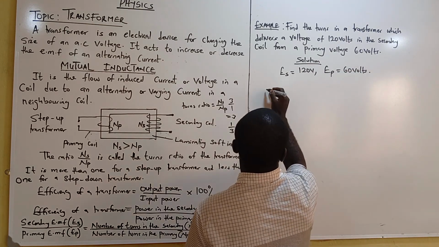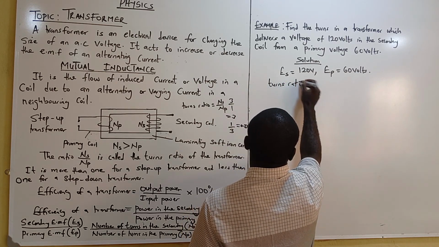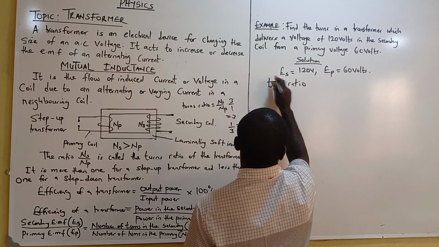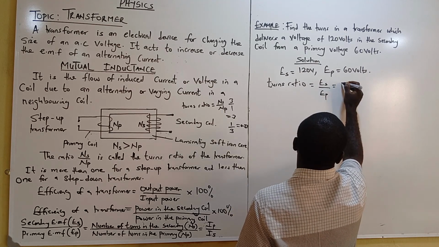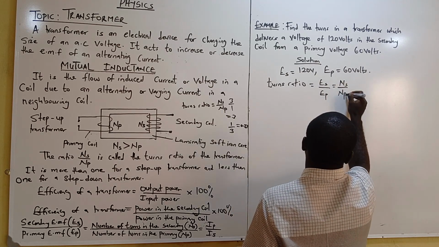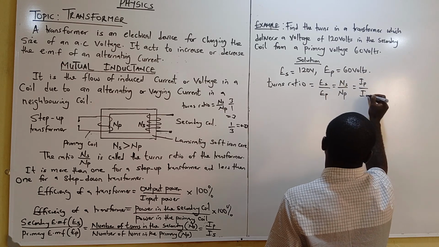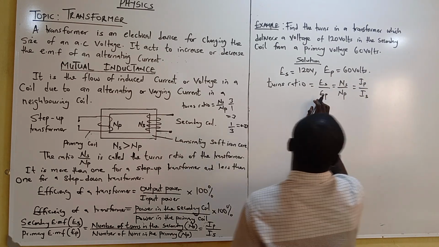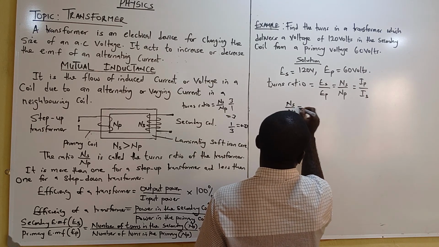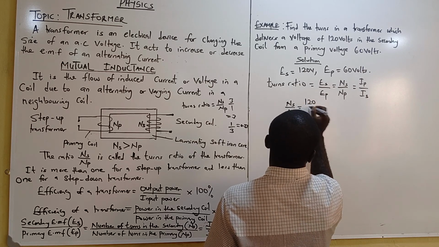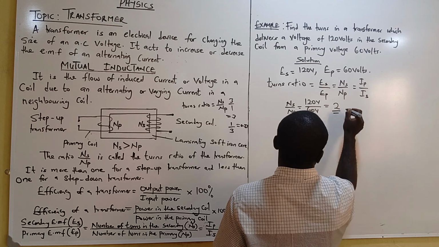Okay. Now don't forget that we are looking for the turns ratio. Turns ratio equals ES over EP equals NS over NP. And also when you want to write the current, IP over IS, you reverse it. But we are concerned with this, which is the turns ratio NS over NP, equals ES 120 volts over 60 volts, which is 2. The turns ratio is 2.